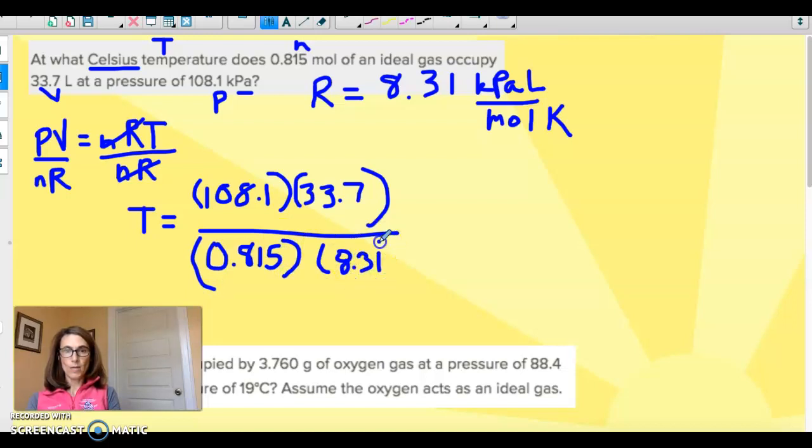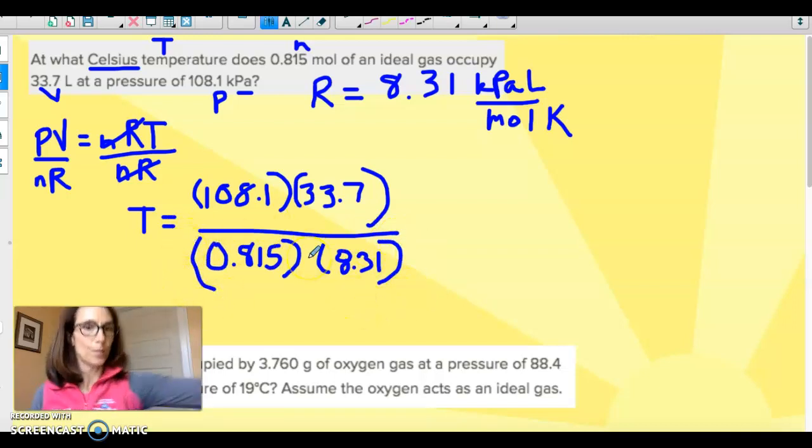So we just go ahead and plug this into our calculator. Remember, if you're plugging it all in one step, you're going to want parentheses around that denominator. Otherwise, you're going to get a funky value due to order of operations. So it's 108.1 times 33.7. And then I'm going to divide that by, in parentheses, 0.815 times 8.31.